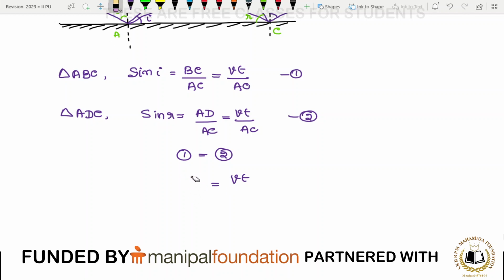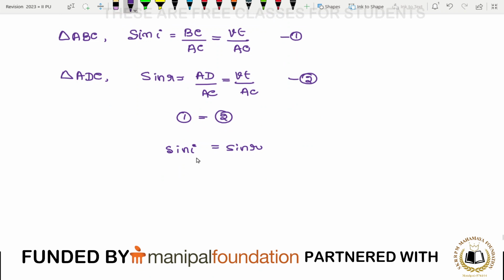Therefore, what we can write here is, equating the left hand sides of 1 and 2, sin I is equal to sin R. Sin on both sides is the same. That becomes what? I is equal to R. I is equal to R. This is the law of reflection. So what does the law of reflection say? The angle of incidence is equal to the angle of reflection.